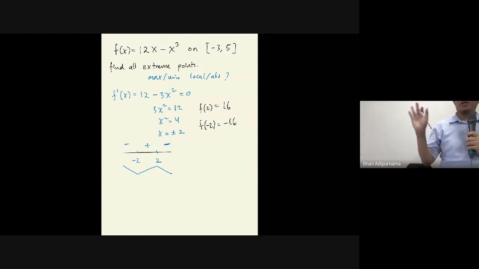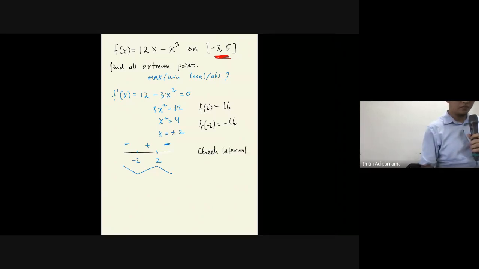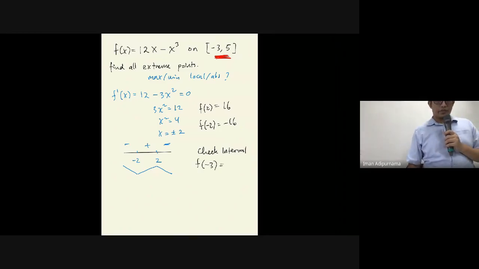But always remember, when you have an interval, here the interval -3 to 5, you also need to check the interval endpoints. So check f(-3). f(-3) will be -27 plus 36, which is 9. And f(5) is 60 minus 125, which is -65.